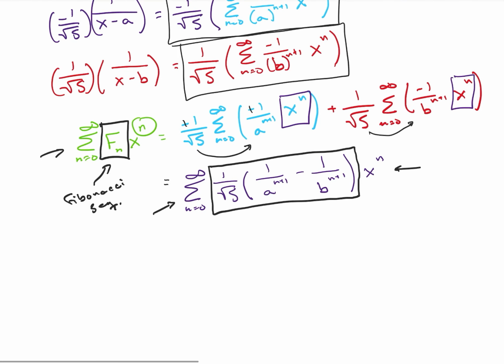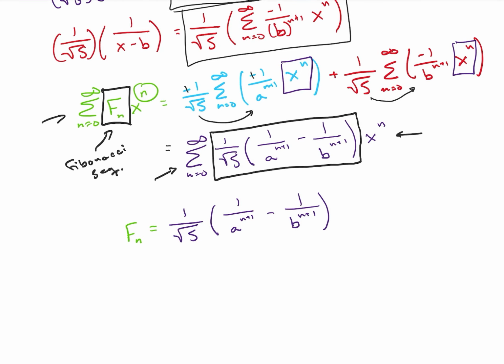So now what that tells me is that the f sub n, which is my term in my Fibonacci sequence, is then going to be exactly equal to 1 over square root of 5 times 1 over a to the n plus 1 minus 1 over b to the n plus 1. Okay, so now looking at our equation here, we can do a little bit of math to clean this up. So this is going to be equal to 1 over square root of 5 times b to the n plus 1 minus a to the n plus 1 over a times b to the n plus 1.